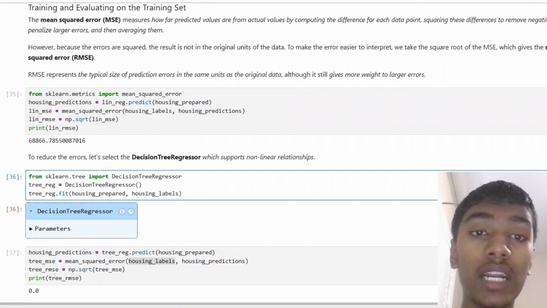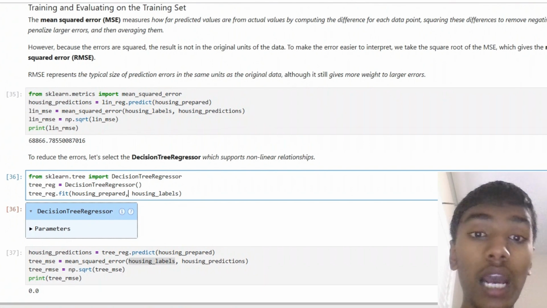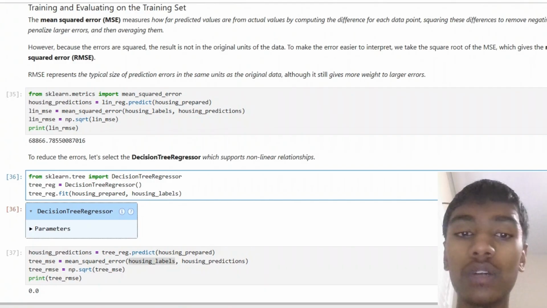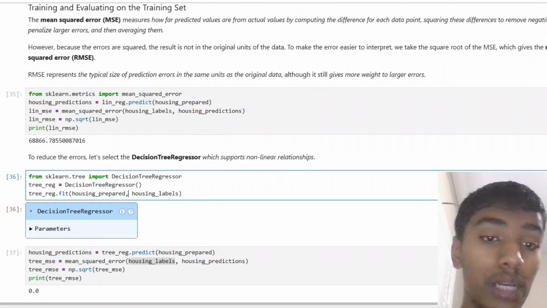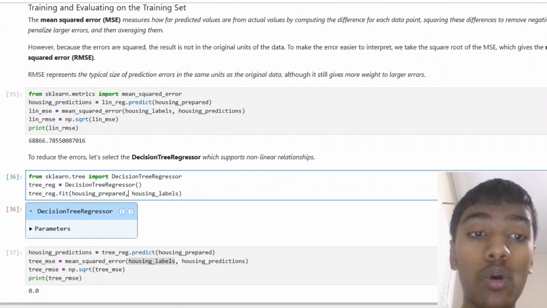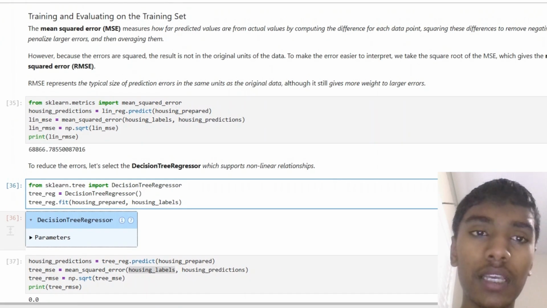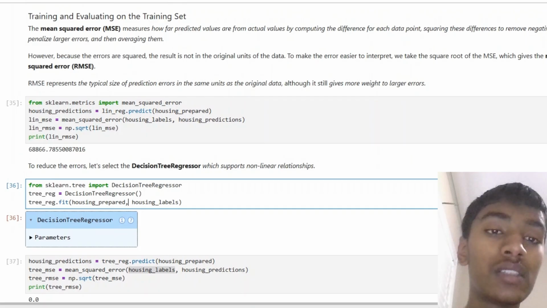We discussed how to train and evaluate a training set, how to calculate the mean squared error as well as the root mean squared error, and took a look at how we can use the decision tree regressor in order to create a nonlinear relationship in our data. And in the next lesson, we'll discuss how exactly we can perform cross-validation on our data in order to see how accurate our model is on new instances that we have not seen before.